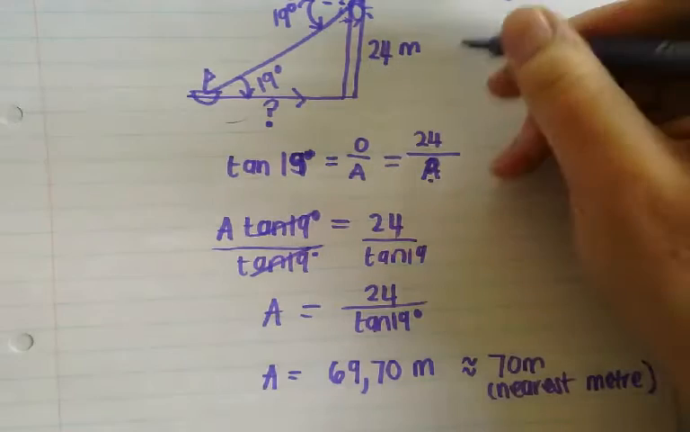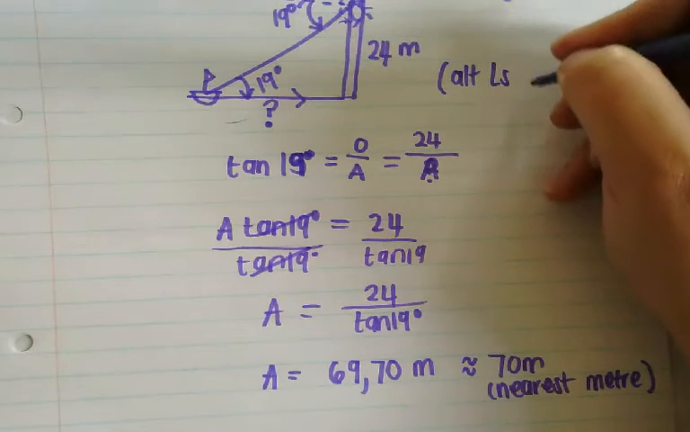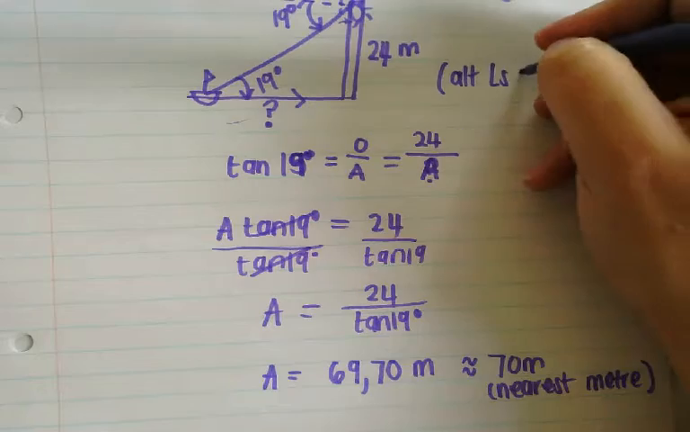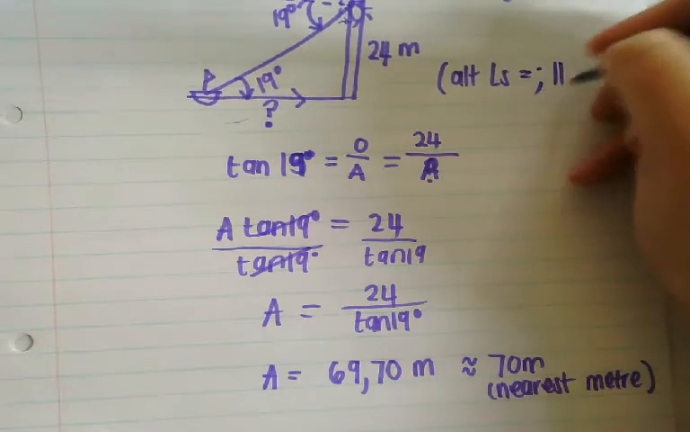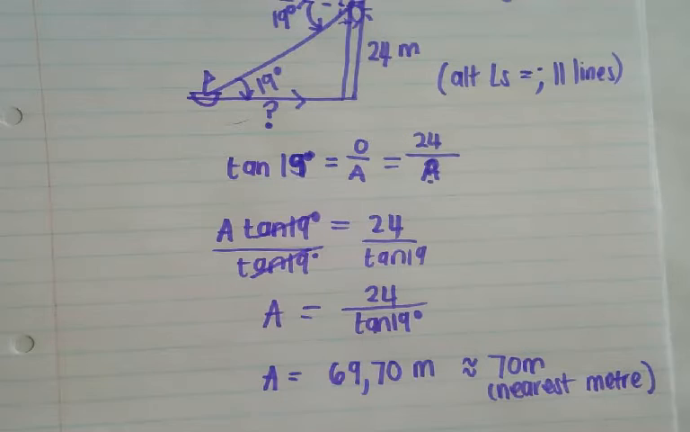So I would actually, in a test, make sure that I know it is alternate angles equal that I used. Alternate angles equal, and I used parallel lines. I don't have names for it, but I know that there are parallel lines there.